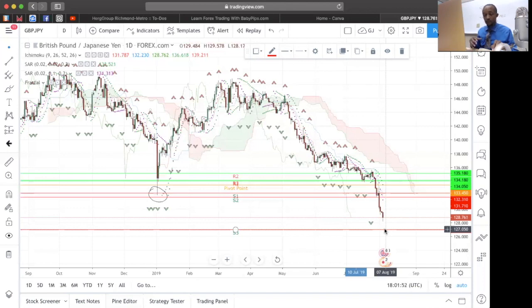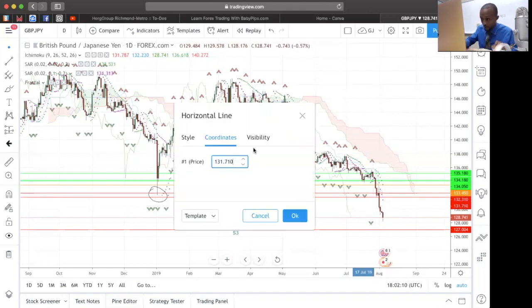I've been keeping up with it, making sure I stay on top of my fundamental analysis, keeping track with all the high priority GBP folders. So me knowing that no deal was looming, with the fact that these pivot points dropped. Now you see S2 went from 131.71 all the way down to 128.584.